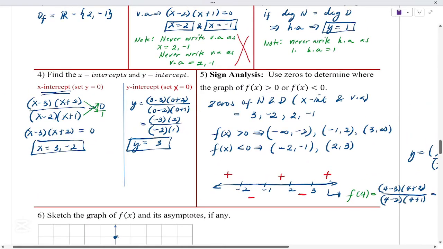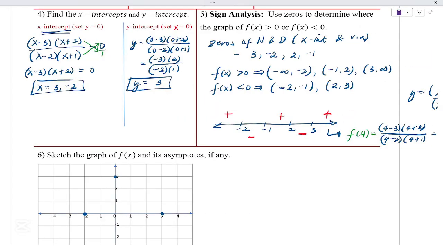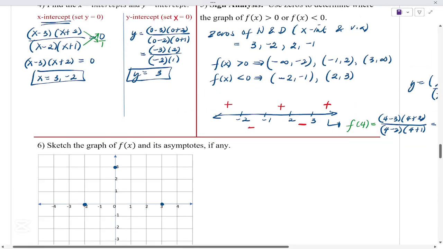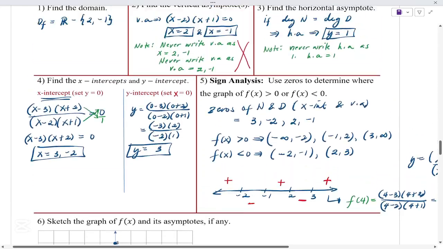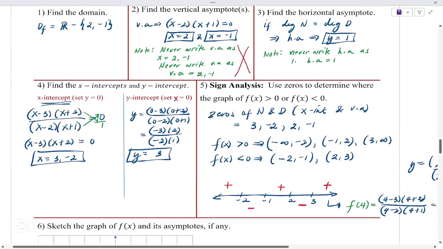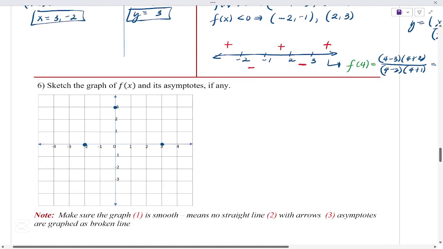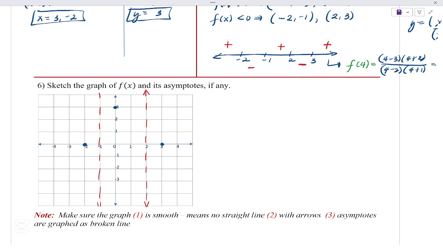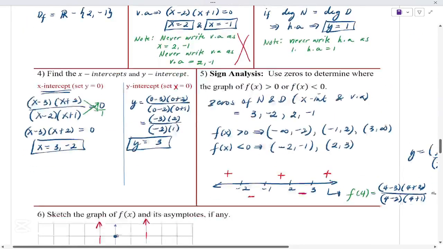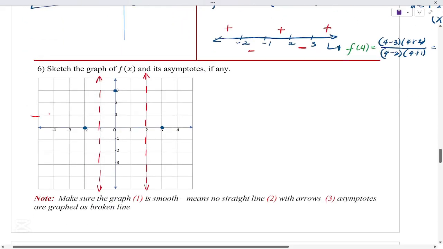So that's the sign analysis. Now we are ready to sketch the graph of the function and its asymptotes. So let us graph the vertical asymptotes x equal to 2 and x equal to negative 1. Let's draw those as broken lines. And then the horizontal asymptote is y equal to 1.